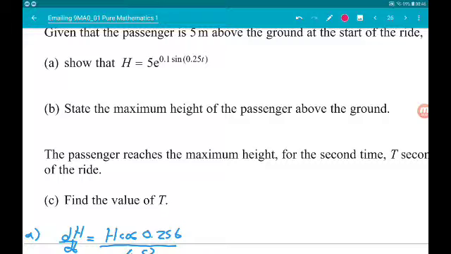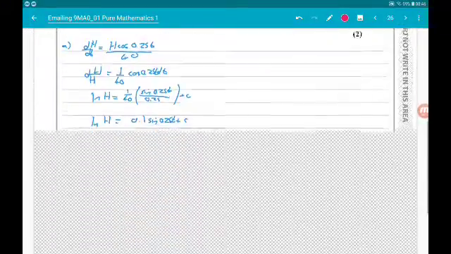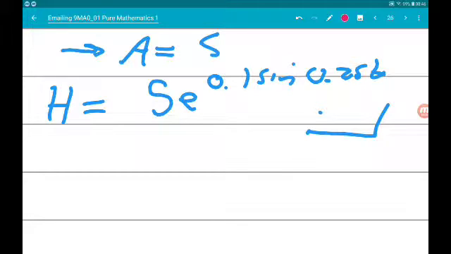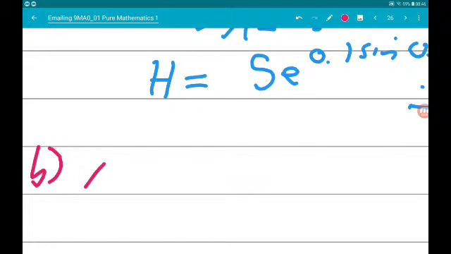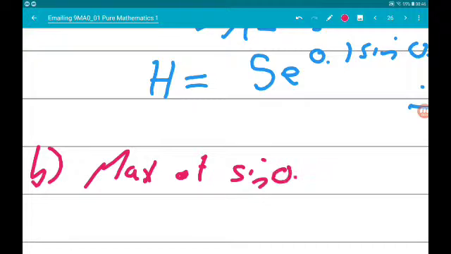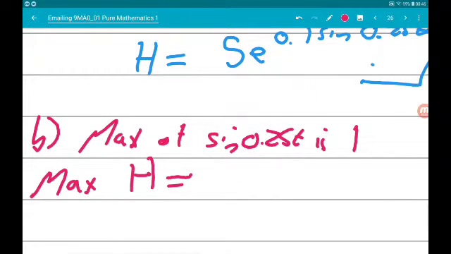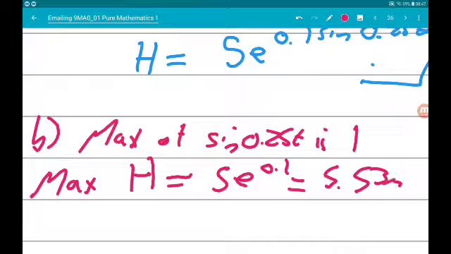Okay, then part B for 1 mark wants us to state the maximum height of the passenger above the ground. So we now know that h is this lovely thing. So what we need to think of is what is the max value of the sine term. So the max of sine 0.25t is 1. So that is going to lead us to the maximum height. So that's going to be 5 e to the 0.1, which, if we go to 3 sig figs, is 5.53 meters. Cool.